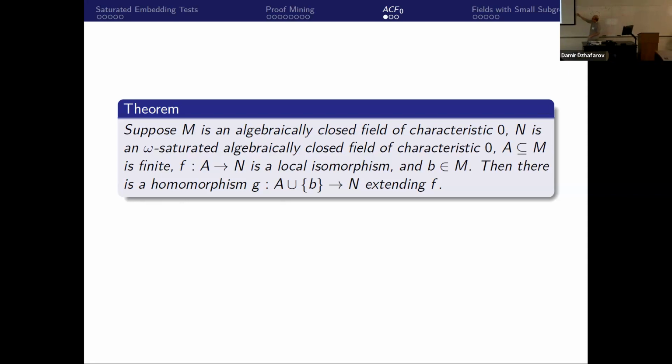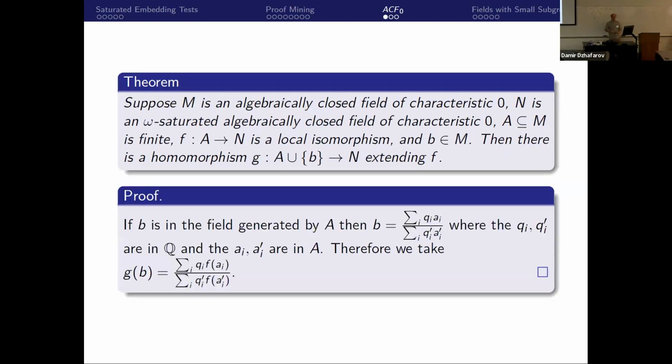So this is the statement that the saturated embedding test works for algebraically closed fields. The theorem says, and I'm just going to keep pointing at the same picture, the same picture we keep drawing: if I have this situation, M is an algebraically closed field of characteristic 0, N is an omega-saturated algebraically closed field of characteristic 0, I have a finite subset, and I have one additional element in M, I can map this element from M over to some element in N. All right, so how do we prove that?